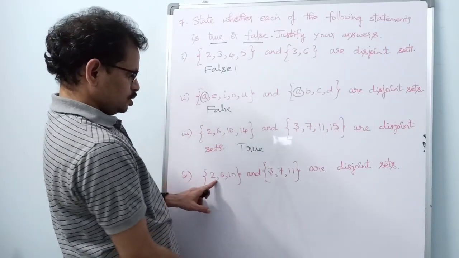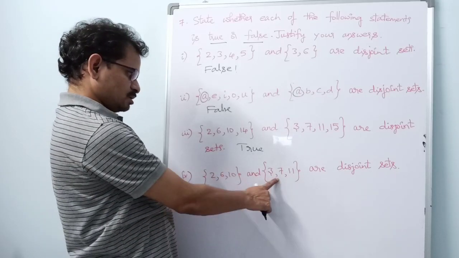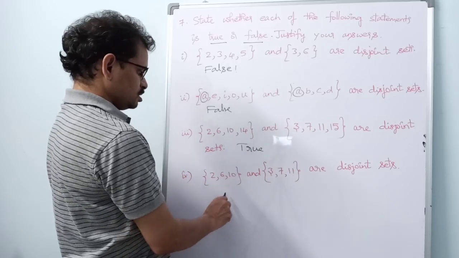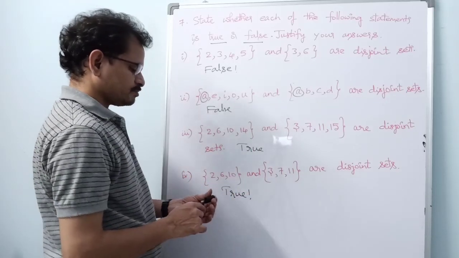Then what about this one? 2, 6, 10 and 3, 7, 11. See, 2 is not there here, 6 is not there here, 10 is also not there here. So this is also true. These are disjoint sets. Got it, guys?